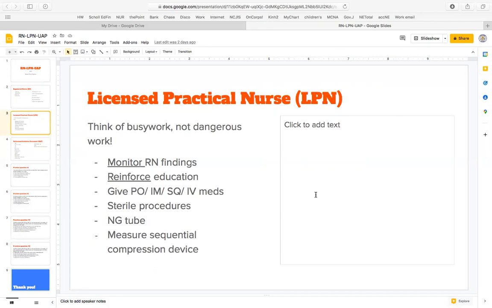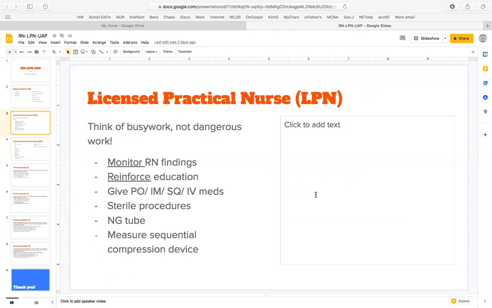So monitor RN findings. They can't do initial assessment, but they can monitor whatever assessment that RN tells them to. So they can monitor patient's bowel sounds, vital signs, and lung sounds. They can monitor any assessment as long as they don't do the initial assessment.